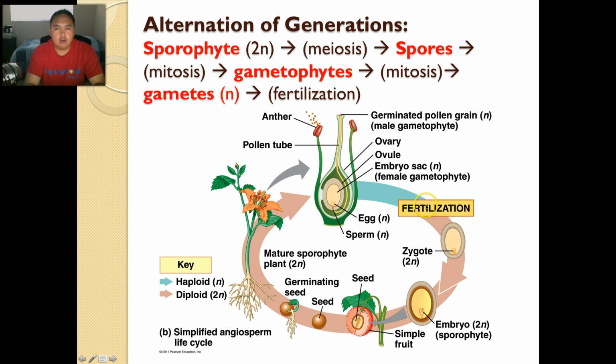And this blue arrow is when it's haploid, when it only has one set, and this part right here is when it's diploid, when it has double the chromosomes. Okay, so this is a simplified version of it. I know it's very confusing, but hopefully you understand.